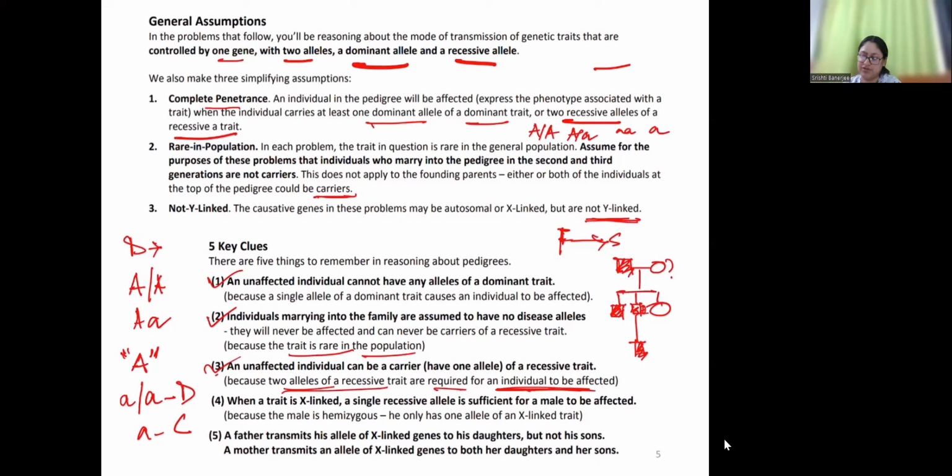The fourth assumption is when a trait is X-linked. Suppose a trait is X-linked. A single recessive allele is sufficient for a male to be affected, because males are hemizygous and have only one allele of the X. So if one recessive X is present, the male is itself affected, if it is an X-linked thing.